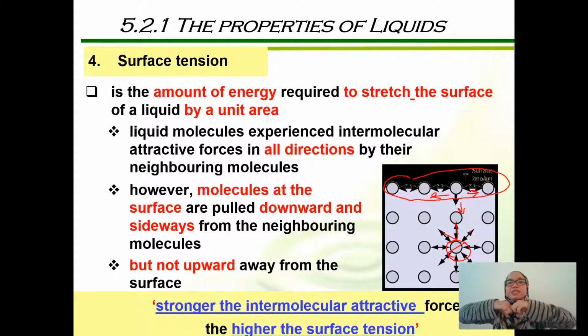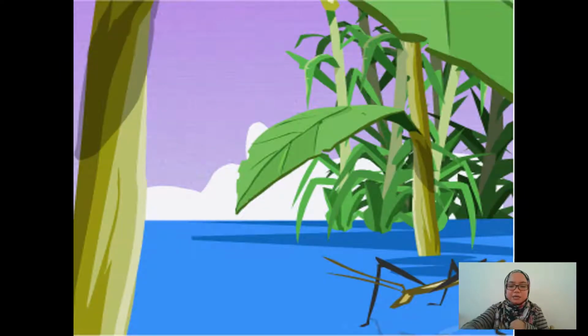So bila banyak tension, the more the tension, the stronger the intermolecular attractive forces, the higher the surface tension. Lagi teganglah permukaan water surface area itu. Okay, so the stronger the intermolecular attractive forces, the higher the surface tension of the liquid. Okay, so now we can answer the question why the water striders can walk on the water.